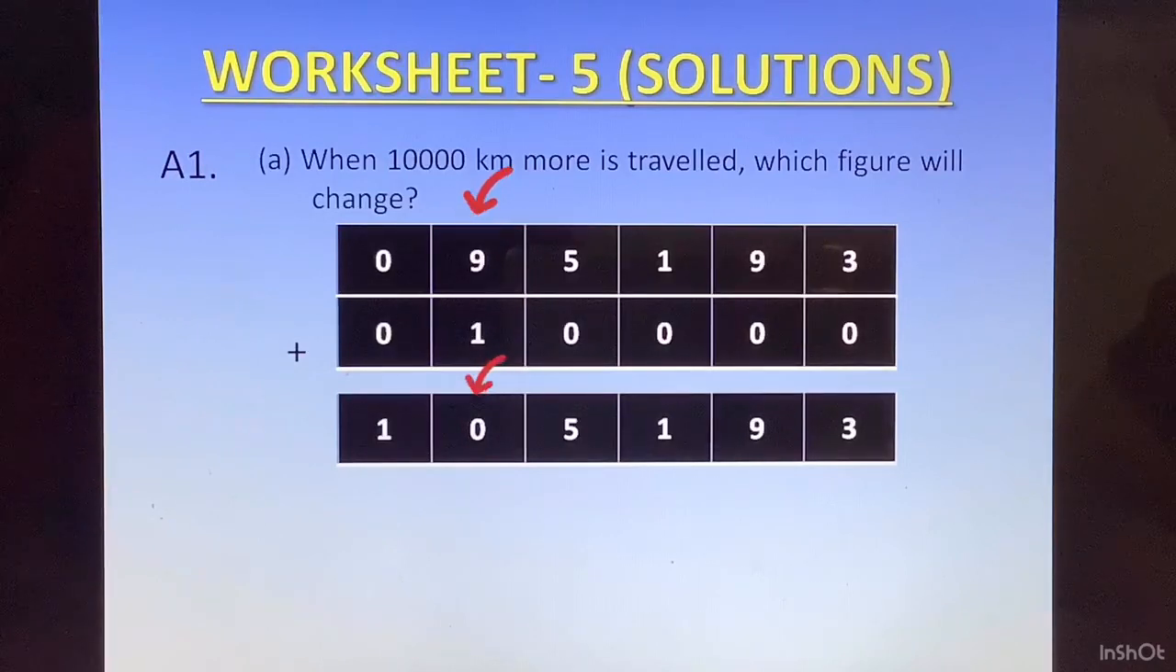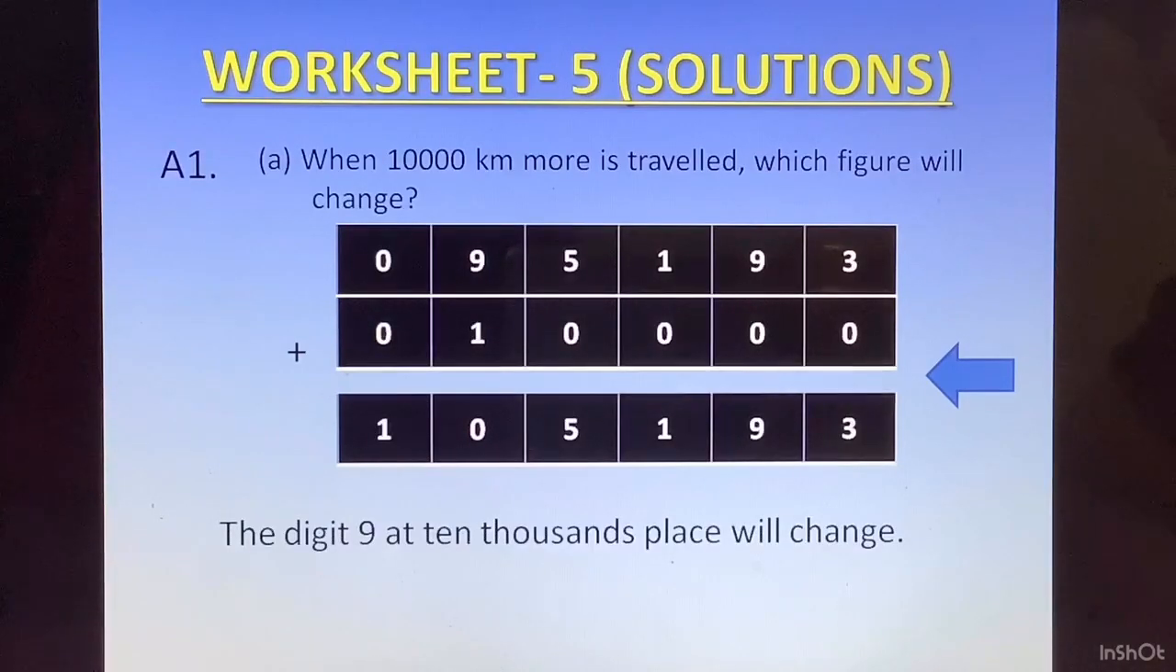The 10,000's place has changed. You don't have to write this particular step in your answers. This is for your understanding. You will directly write the digit 9 at the 10,000's place will change.